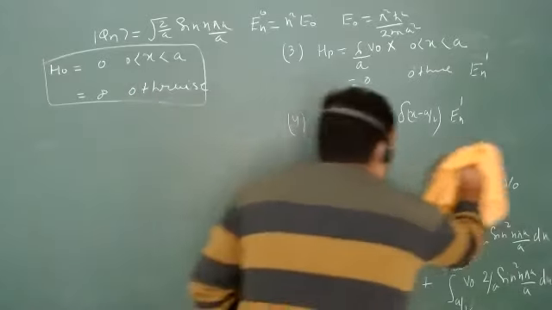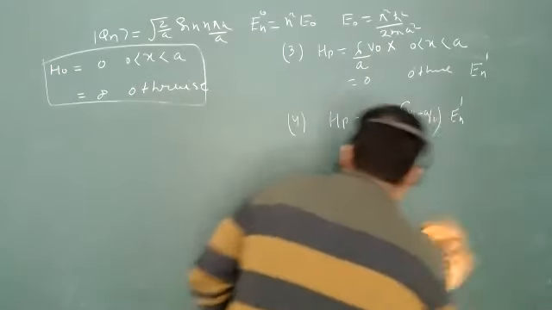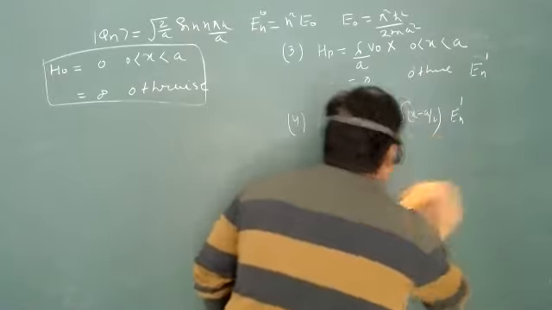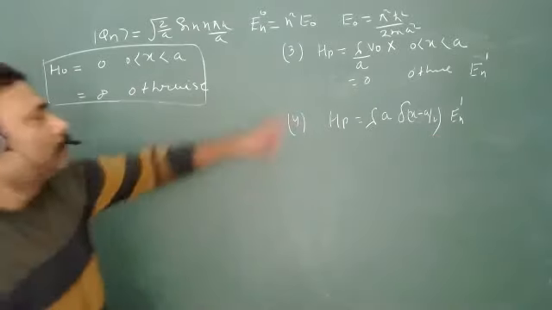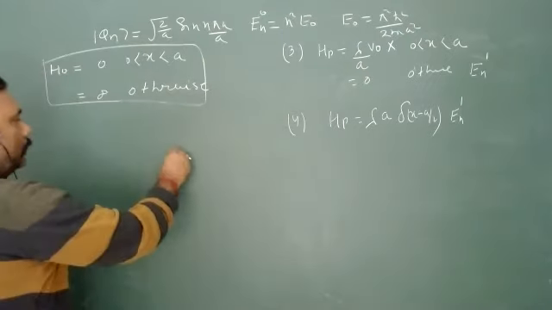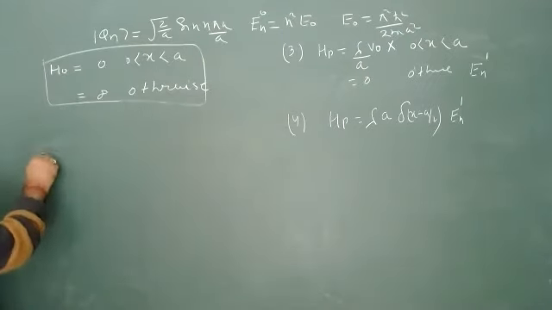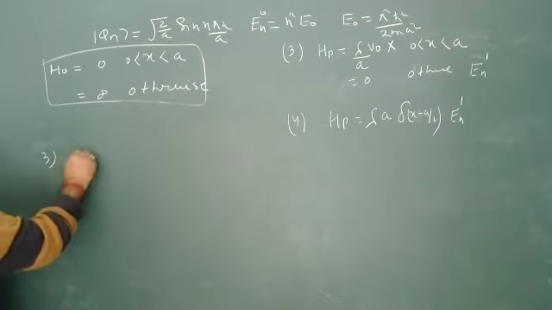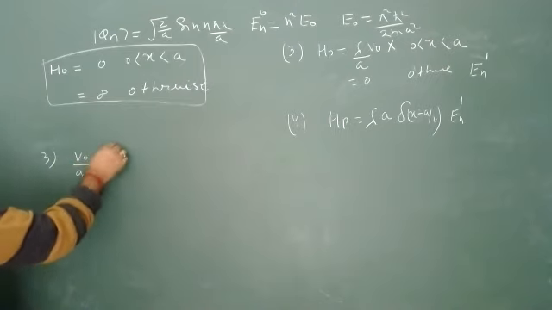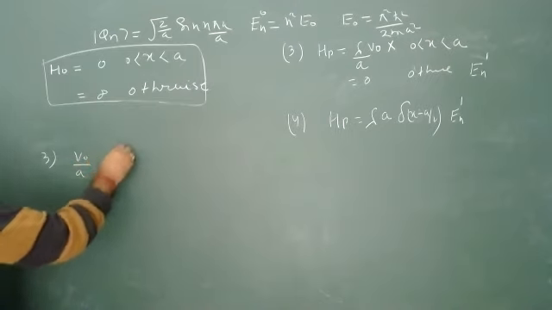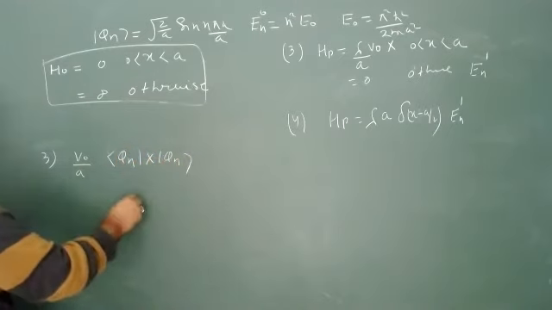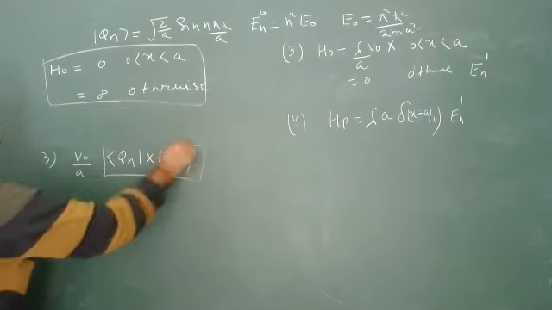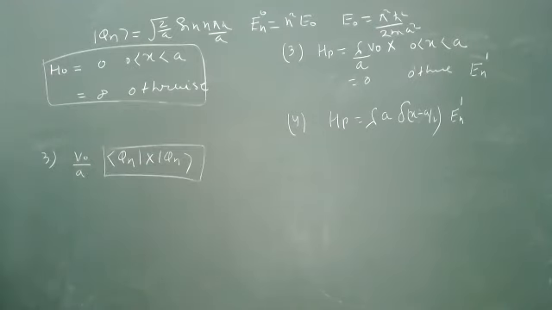So we have done all this. So what about this one? इसके लिए क्या होगा? Let's go for the third one. For the third one, I can put V naught by a delta inside, and we have to just calculate phi n, x, phi n. What is this value? Can anybody tell me what this value is?